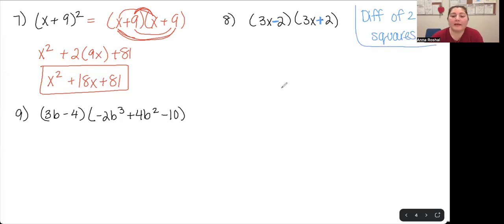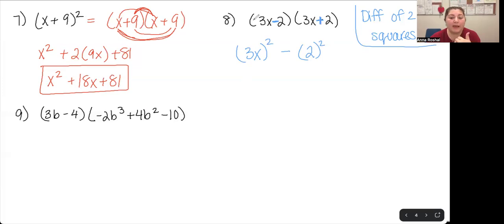Difference of two squares is when the first and second terms are the same in both sets of parentheses, and the only change between those two sets of parentheses is that one has a plus and one has a minus between the two terms. So I know right away, because I know the formula for difference of two squares, that it's going to be this 3x squared and this 2 squared, and there's going to be a subtraction in the middle.